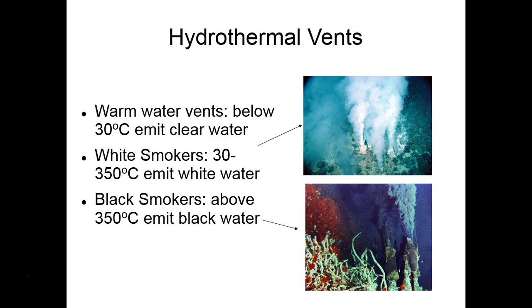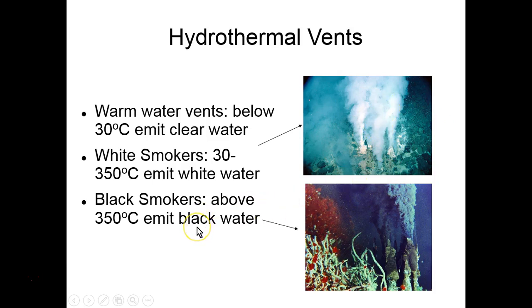Another feature that is seen around ridges is hydrothermal vents. So there are generally three types of hydrothermal vents. We have warm water vents, which are below 30 degrees Celsius, and the water that comes out of them is generally just clear water. Then we have white smokers that are between 30 and 350 degrees Celsius, and the water that comes out of them is white, and that's why we call them white smokers, because underwater it looks like white smoke, but really all that it is, is minerals coming out of solution. There are basically minerals that are hardening as the water comes up, and so you're seeing those hardened minerals.